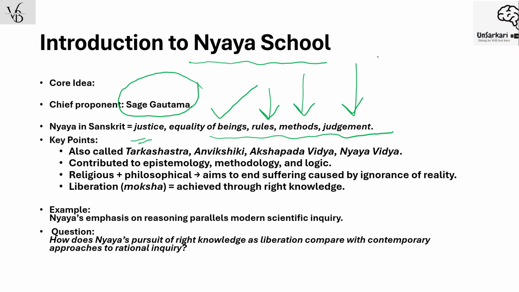So the key point here we have to understand, it is also called Tarkashastra. It's also called Anvikshiki, very important, a very different keyword. It is called Akshapada Vidya and Nyaya Vidya. These are the key terms you must remember. You have to learn them.